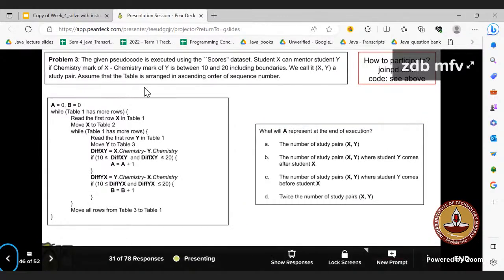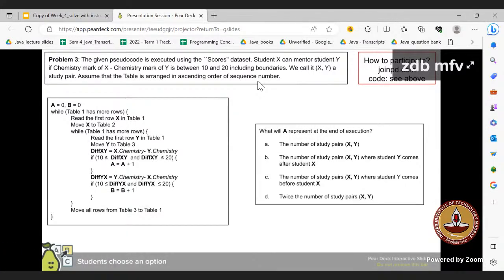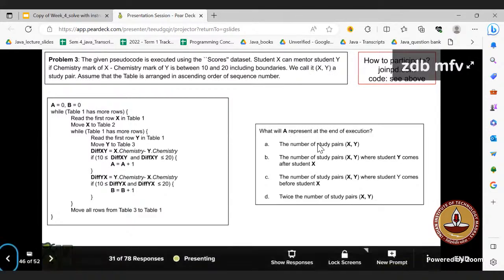See, assume the table is arranged in ascending order of sequence number. That means ascending order means what? Increasing order 1, 2, 3. Yes, ma'am. I understand this. Ma'am, where student Y comes after student X, what does that mean? If suppose 1, 2 are in ascending order, and Y comes after X, then Y is 2 and X is 1.